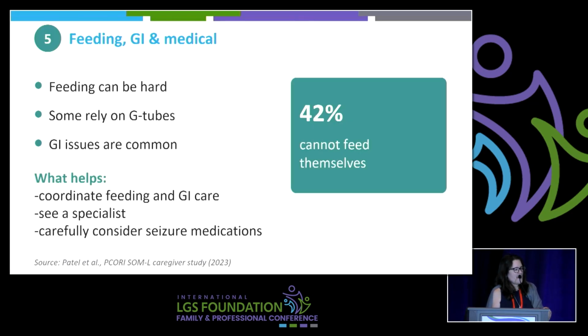Feeding and GI and medical: feeding can be really hard. G-tubes, coordinating feeding care and GI, seeing a specialist, considering the seizure meds again, are all really important things that can help.